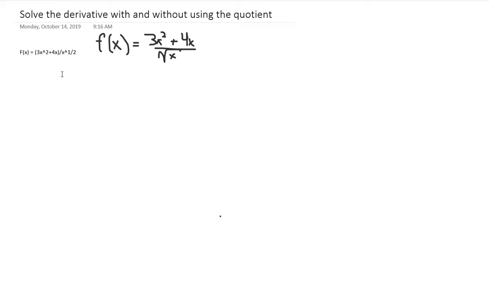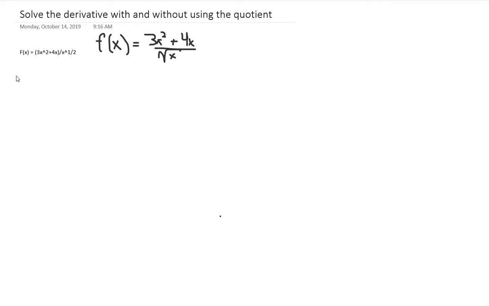And very similar to the product rule, as you know. Okay, so let's just get into this one. Derivative of f of x, 3x squared plus 4x all over the square root of x. Okay, well, I'm assuming you know the quotient rule.